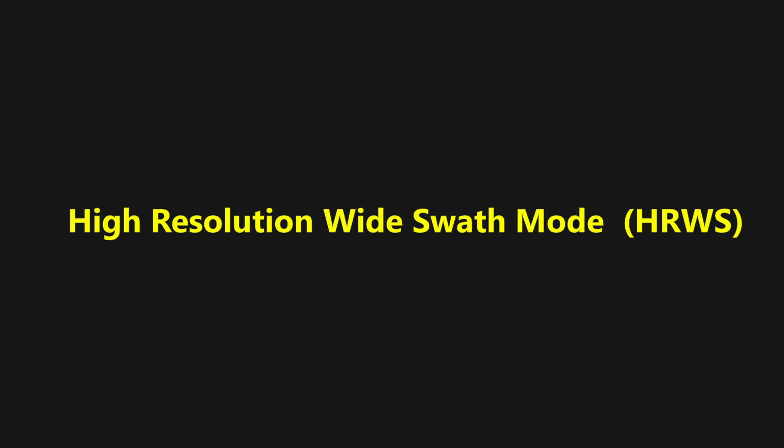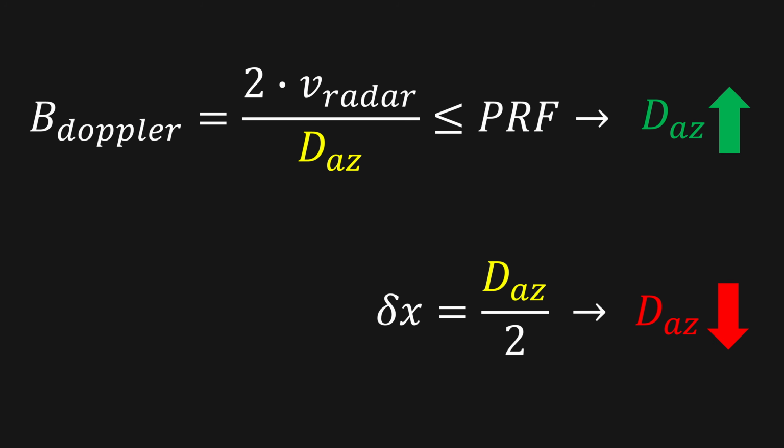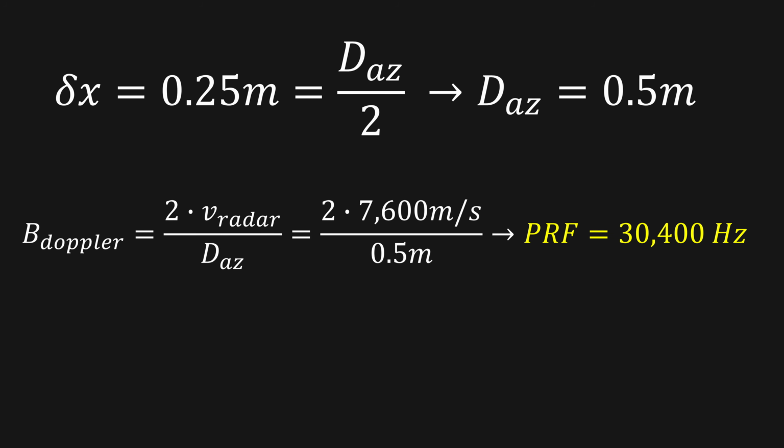The first upgrade is high-resolution wide swath mode. Traditional Stripmap has several problems that make it ineffective for wide area moving target indication. The first problem is known as the Doppler dilemma. Smaller antennas produce wider beams with better resolution, but they also have a greater Doppler bandwidth, so they require a much higher pulse repetition frequency to prevent Doppler ambiguity. For a resolution of 25 centimeters, this requires a pulse repetition frequency of 30,000 hertz.